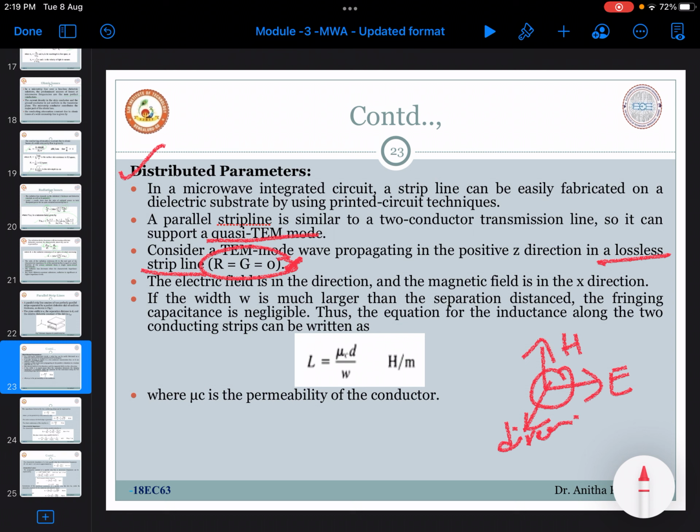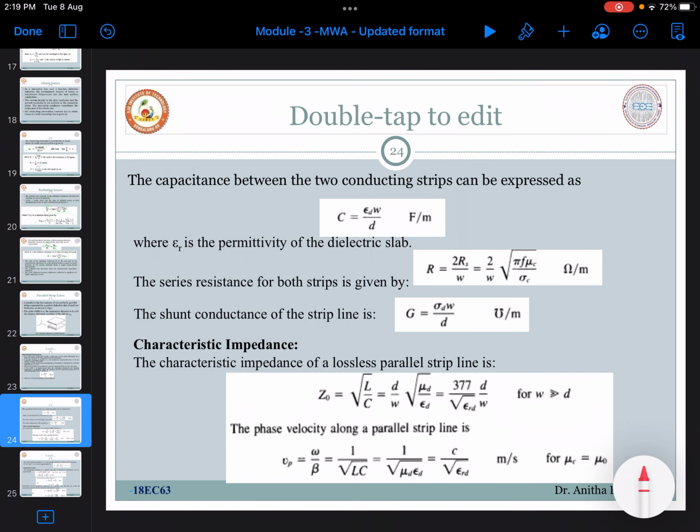Then, as we know, if we have a width W much larger than the separation distance, the fringing capacitance can be neglected. Now we have the equation for the inductance along the two conducting strips, mu A by D. Here it can be represented as mu is permeability, D is the distance between, that is the height of the dielectric substrate, and W is the width. Similarly, as you know, it acts like a capacitor, and the capacitance between the two conducting strips is epsilon A by D, where epsilon is permittivity, A in this case is the width, and D is the separation.